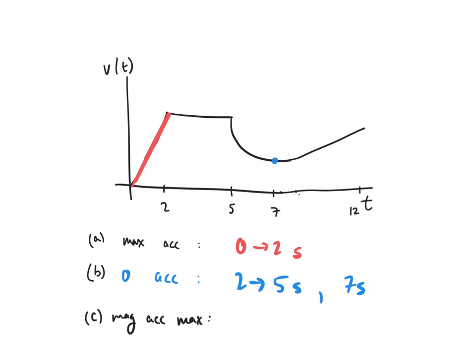Part C, the magnitude of the acceleration is a max. When is the magnitude of the acceleration a max? And for this one, I want really an instant. I know it is not very clear perfectly, but there is an instant where the magnitude of the acceleration peaks in this problem. Do you see it already? Where is it? It's at 5.